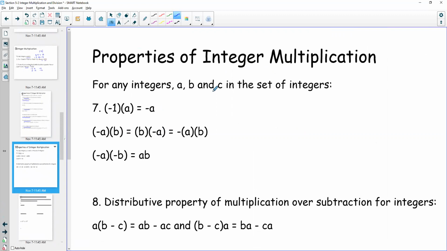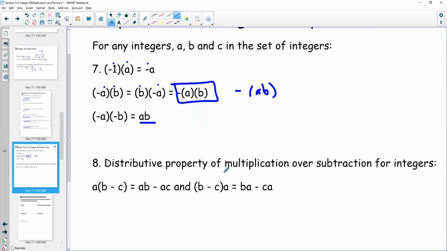If a, b, and c are in the set of integers, negative 1 times a is negative a, right? This is the one we started with. Negative a times b is the same as b times negative a, which is the same as negative whatever the product of a and b is. Okay? Negative times negative gets me positive. Again, we can distribute multiplication over addition and subtraction, so this is multiplication over subtraction.